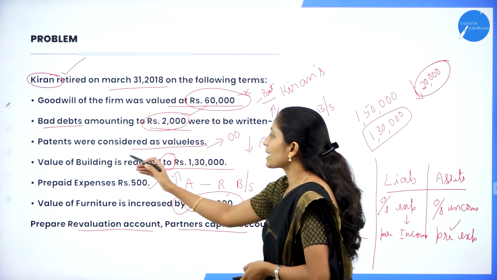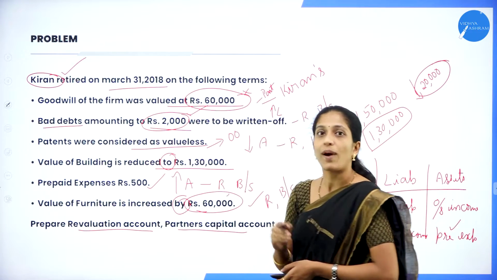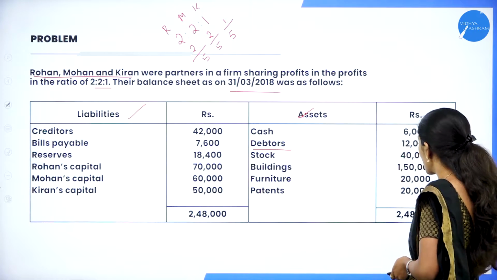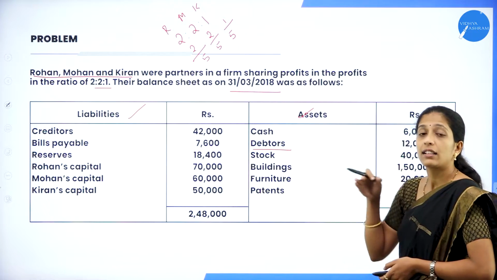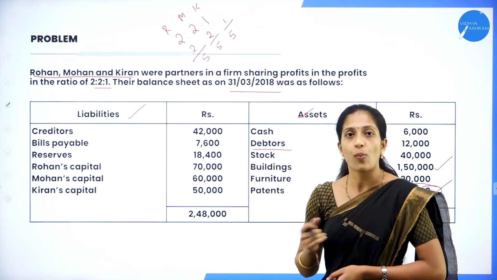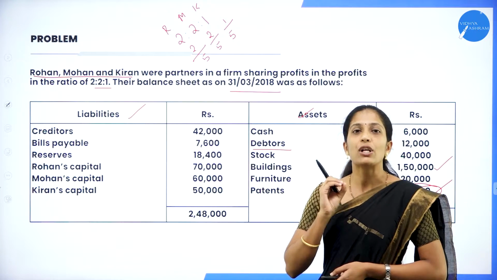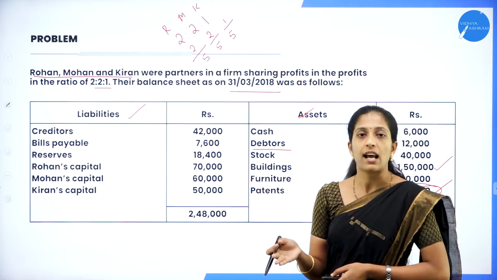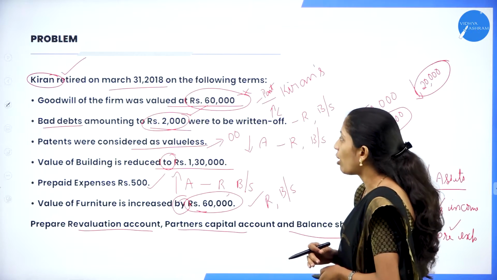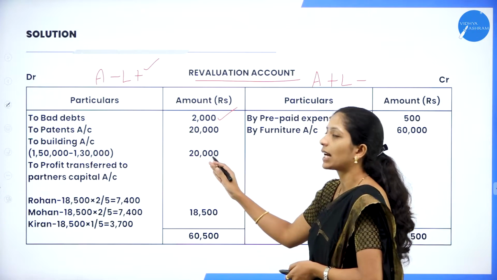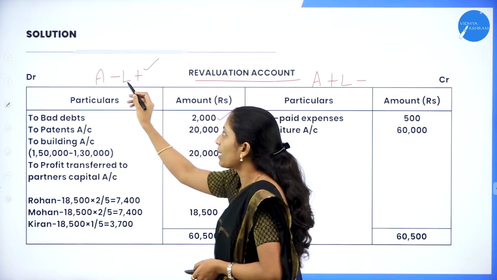Now moving on to the next one, patents were considered as valueless. So here patents earlier it was how much? 20,000. Now they are telling that the current value of patent is 0. It has no value. So it means what? The value is 0. So decrease in the value of asset. Patent is an asset. So where do we record decrease in the value of asset in the revaluation account? That is in the debit side, A minus.